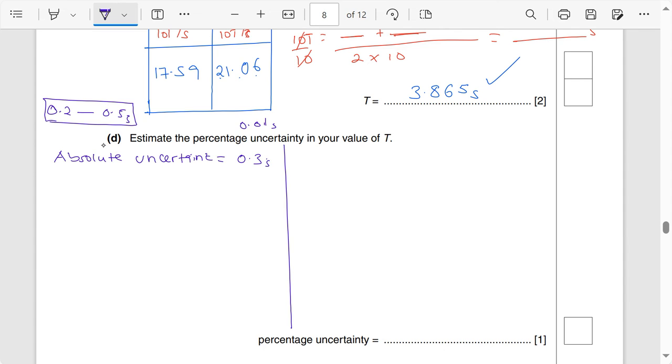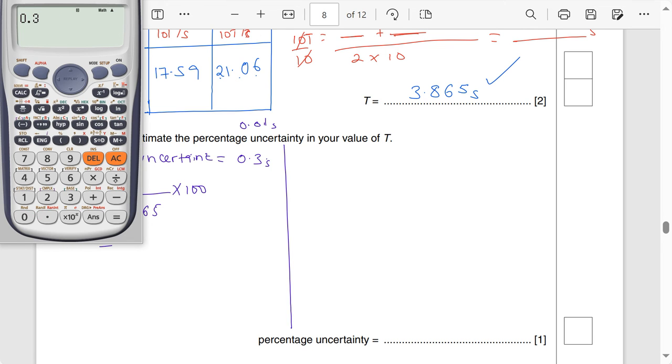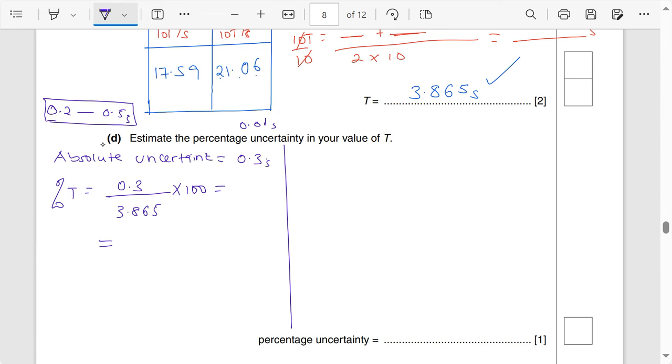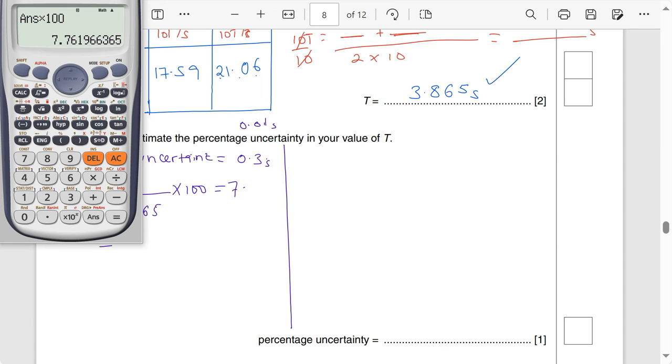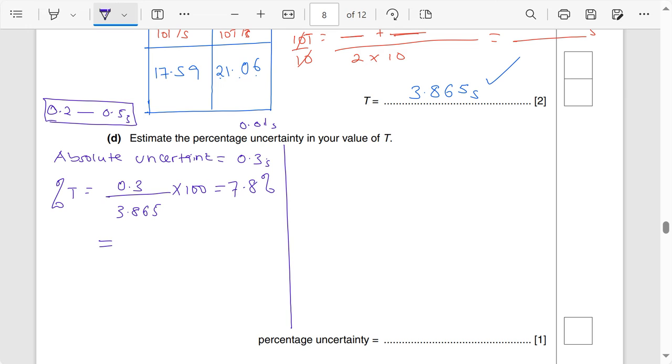So if I want the percentage uncertainty in t, it will simply be 0.3, that is the absolute, divided by the true value of t, which is 3.865. Then I multiply this by 100. So 0.3 divided by 3.865 times 100. This would give me 7.8%. So the percentage uncertainty in this case will be 7.8%. That would be my percentage uncertainty here.